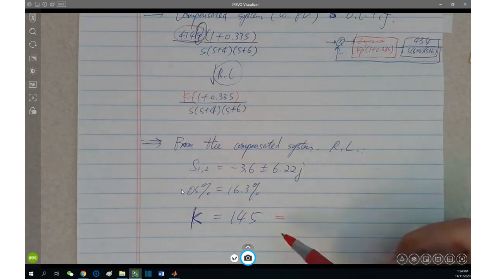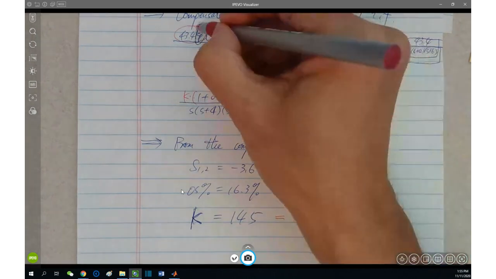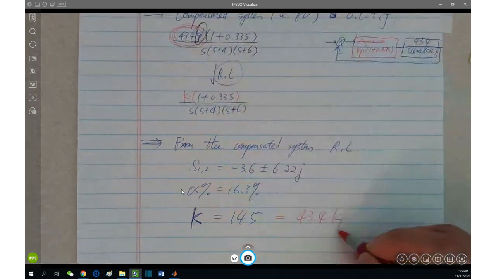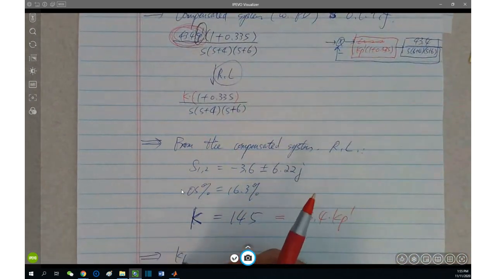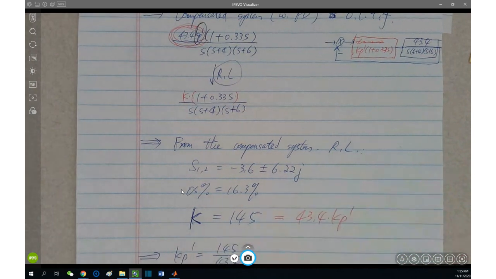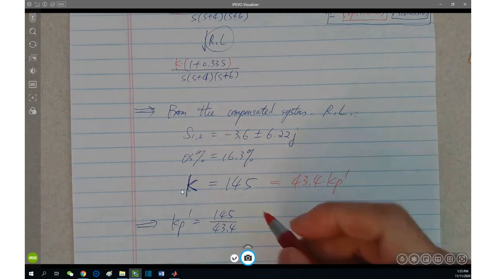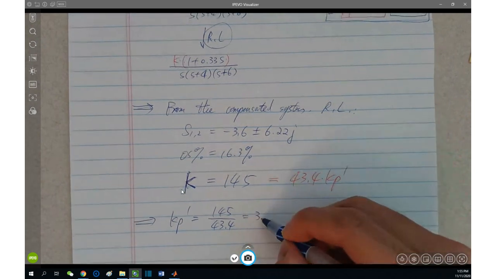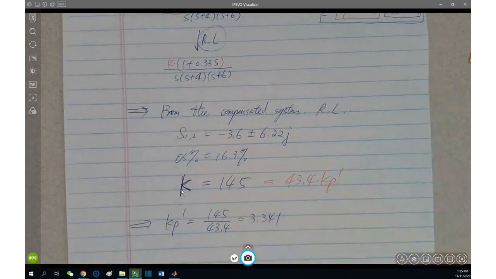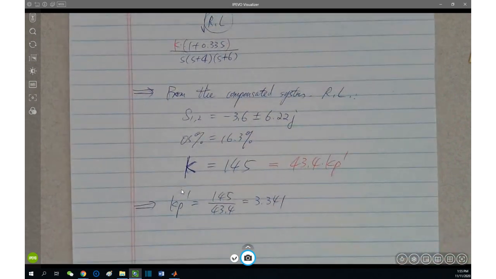Once again, this is not KP prime, but equals to what? Anyone knows this equals to what? 145. That's the 43.4 KP prime. Very good. This equals to this guy. Therefore, we got KP prime eventually. Of course, this equals to 3.341, if you like it. Guess what? Done, right? Done.